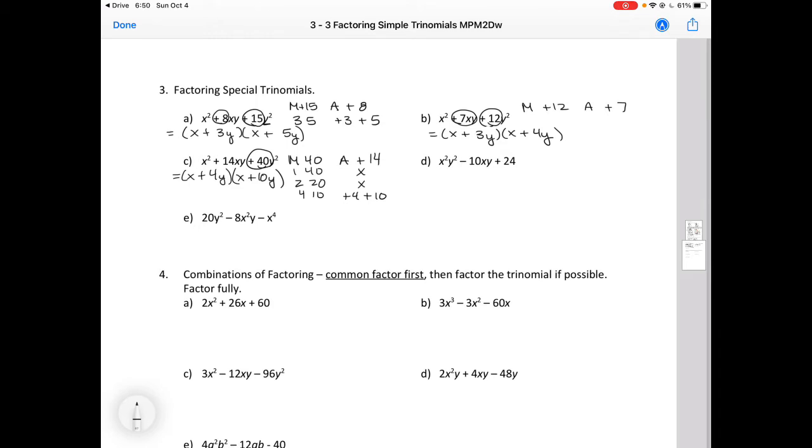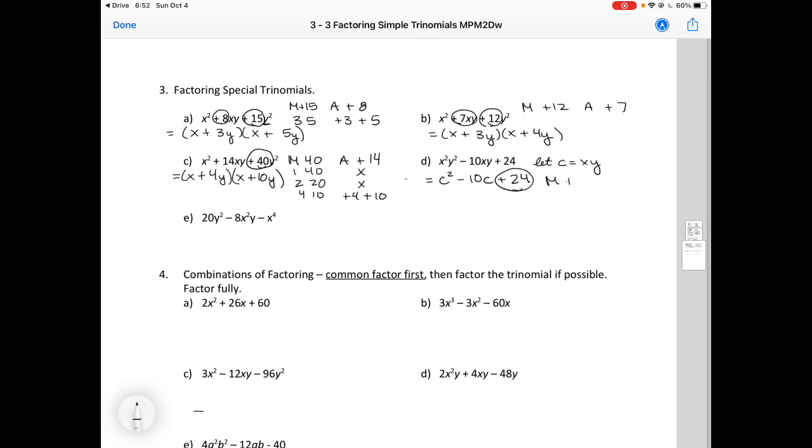Moving on to our next one, it looks again a little bit different. Now we've got x squared y squared right at the beginning. Here we've got something a little bit different. What I'm just going to do is let c equal xy. That means that I can rewrite my expression like this, c squared minus 10c plus 24. Now it looks like a regular trinomial to factor.